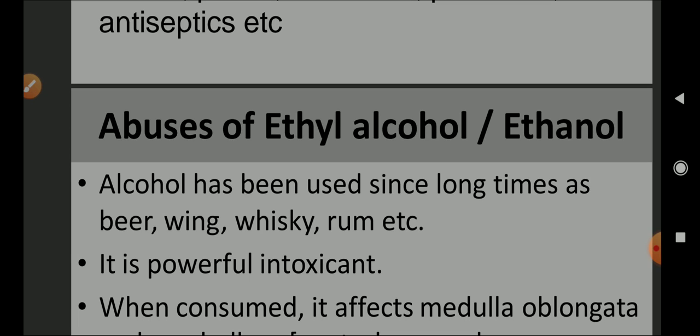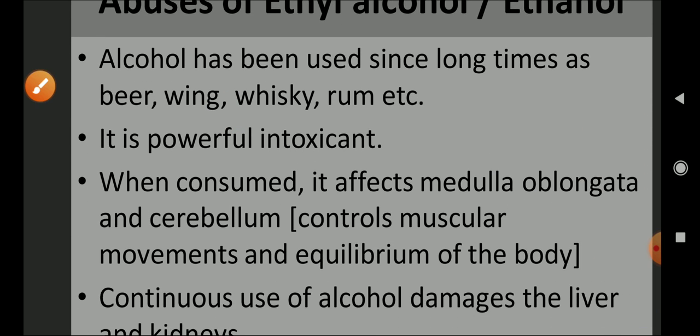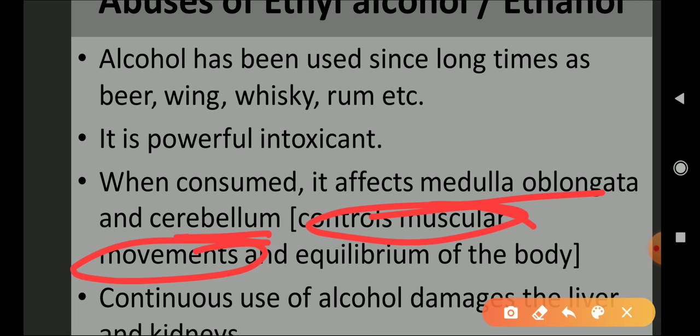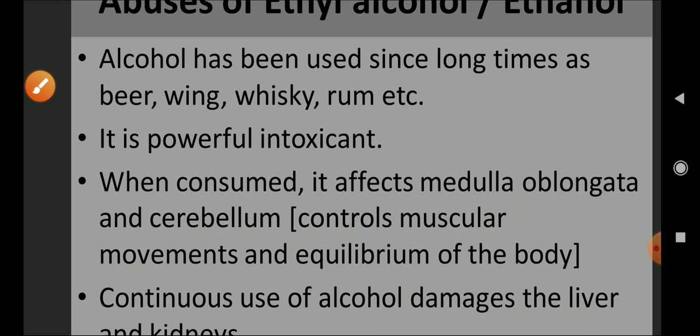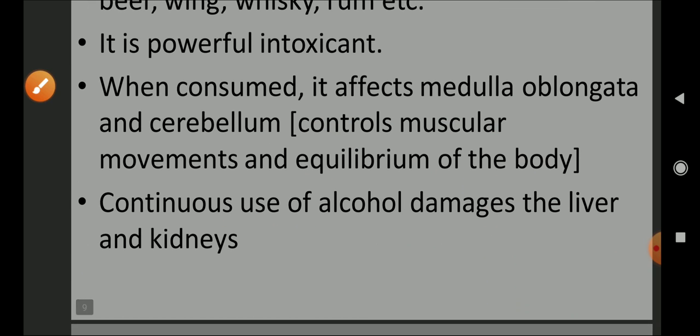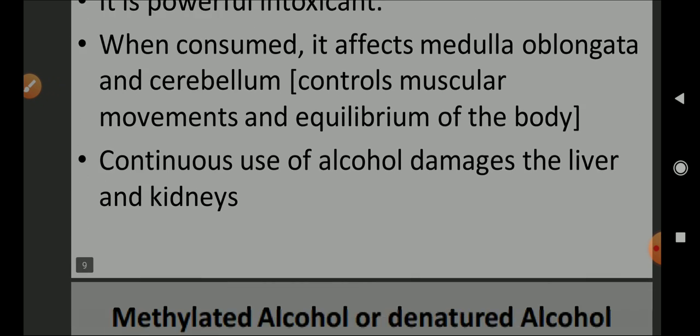Alcohol has been used since a long time as beer, wine, whiskey and rum. It is a powerful intoxicant. When consumed, it affects the medulla oblongata and cerebellum. Medulla oblongata and cerebellum are both parts of the brain related to muscular movements as well as equilibrium of the body. Continuous use of alcohol damages the liver and kidney. Also it can give hallucinations and such things.